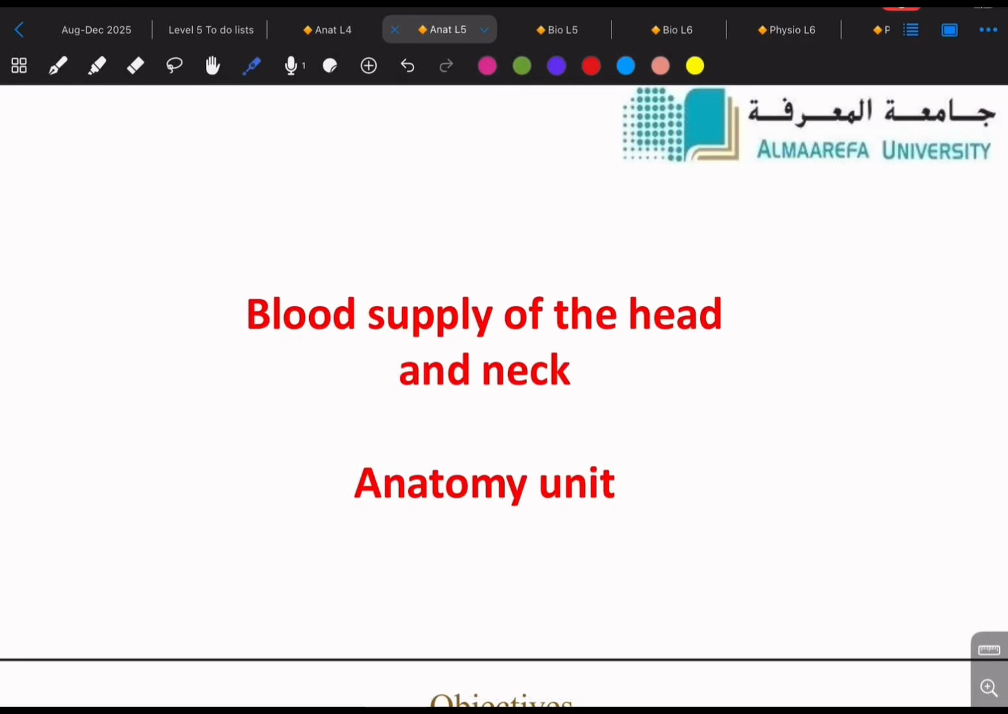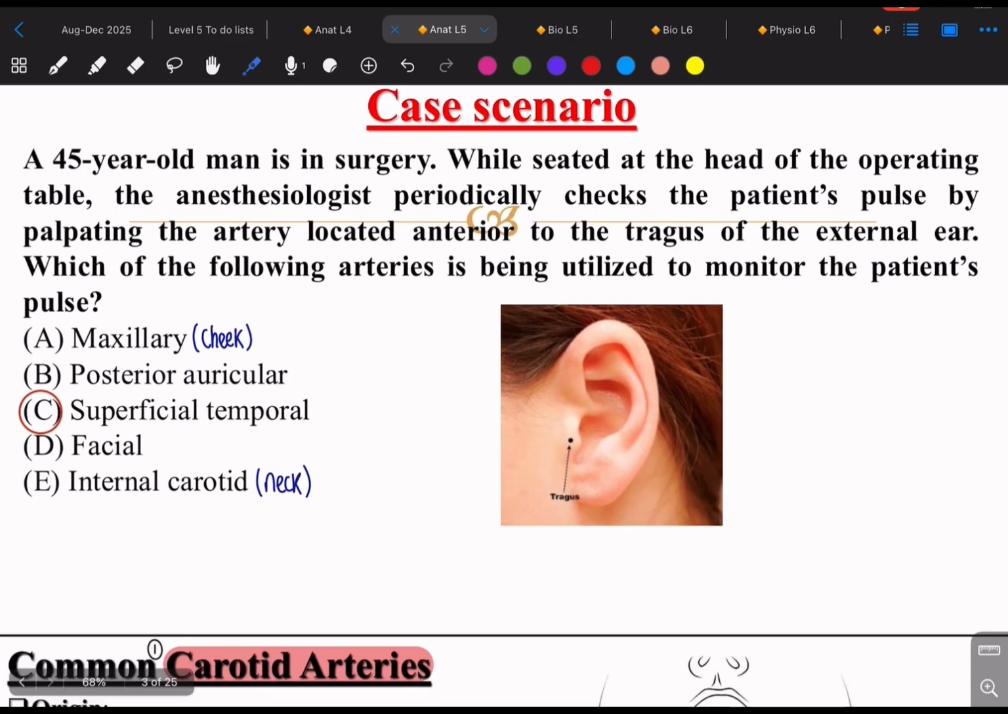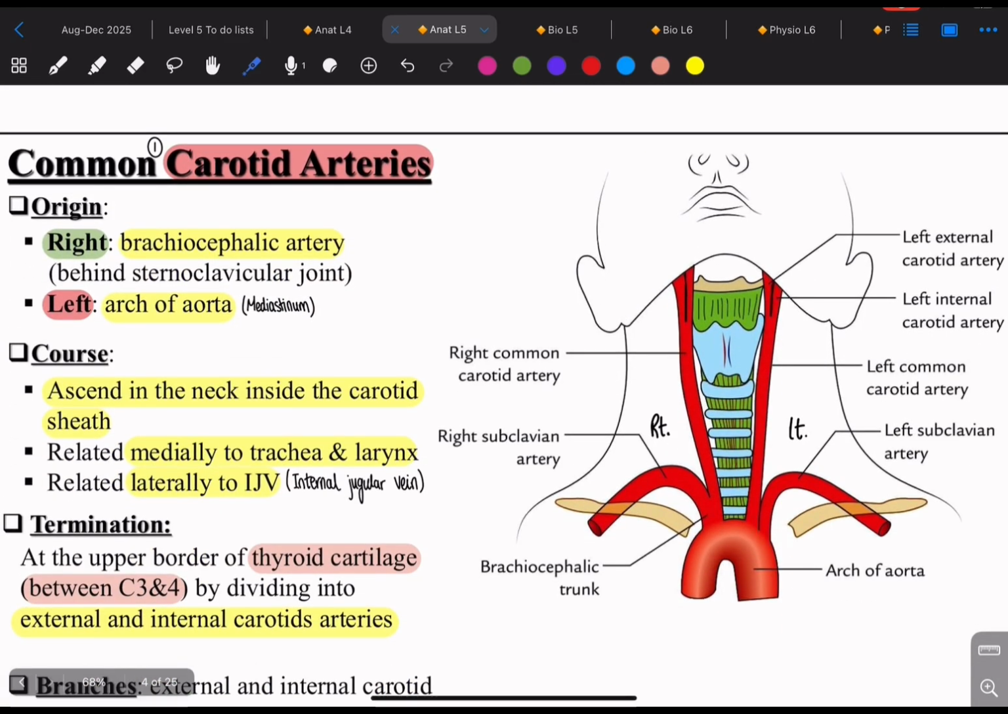Today I'll be explaining the fifth anatomy lecture of this block. So bismillah, let's start. In this lecture we're going to talk about the blood supply of the head and neck. Since we're talking about the blood supply, we're going to talk about arteries and veins. The first part of the lecture is going to be about the arteries, and then we're going to move to the veins. So before we start, let's see an overview of the arteries, okay?